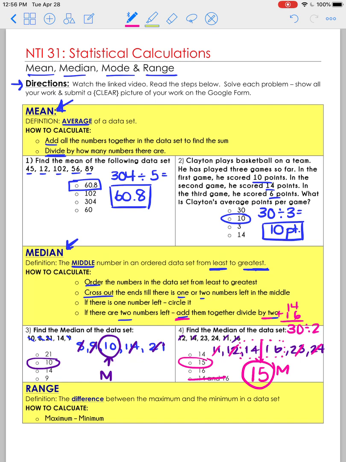Okay. All right. Next, so we've done mean, we've done median. Now we're going to do range. Range is the difference between the maximum and the minimum. And just in case you forgot, maximum is the highest number in a data set, and minimum is the lowest number in a data set. Now, the word difference in math means to subtract. So, how to calculate range? All we have to do is do our maximum minus the minimum.